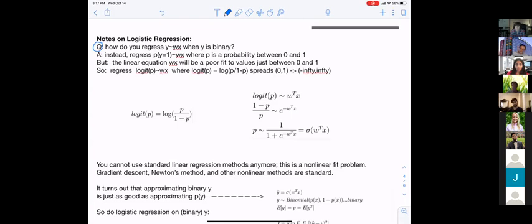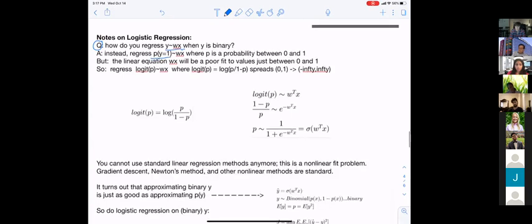So instead of regressing y on x when y is binary, what you do is regress the probability that y equals 1 on x. And that probability is non-binary, right? Even though the output is binary, that probability is not a binary number. But you still have a problem, because probabilities only live between 0 and 1, whereas wx does not.